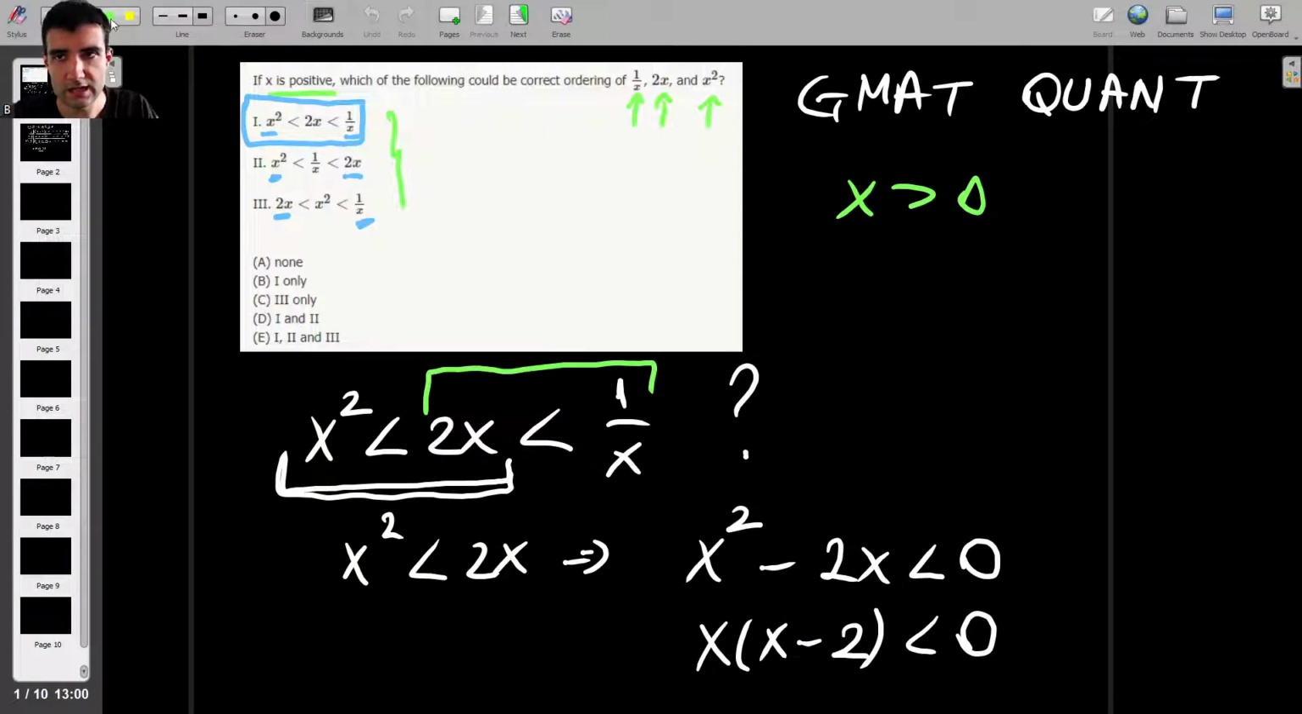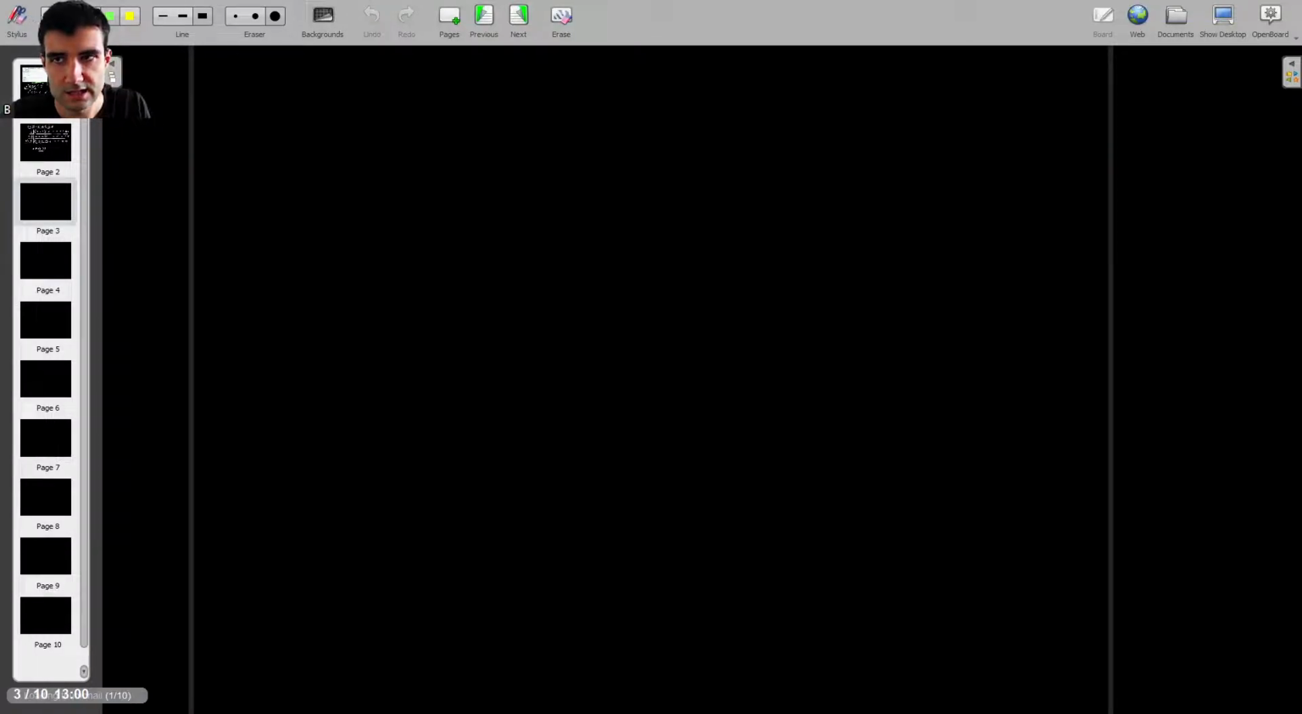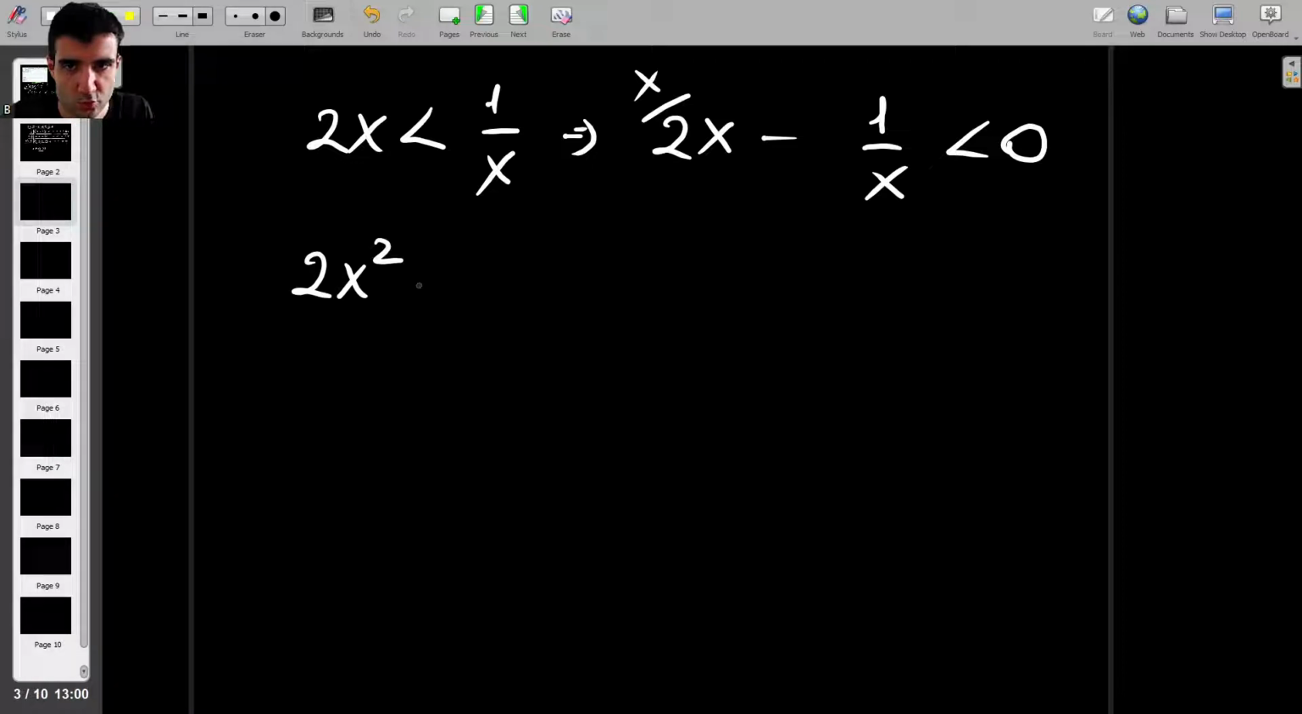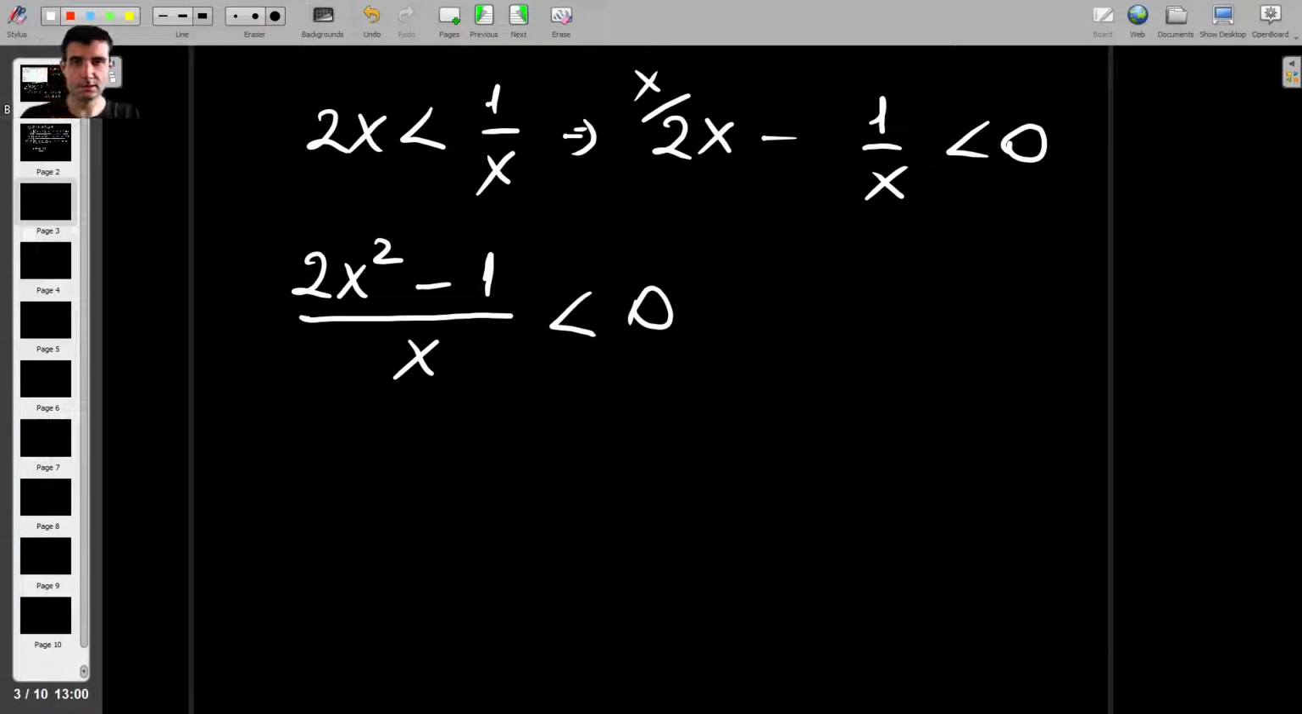So let's now look at this other part. So this is 2x less than 1 over x. And let's see if this can actually be true. To do this, we're gonna put things on one side, just like that. And what I'll do now is bring this to the same denominator. So that's gonna be 2x squared minus 1 over x is less than 0. Okay, so we're now trying to figure out when this can actually happen.